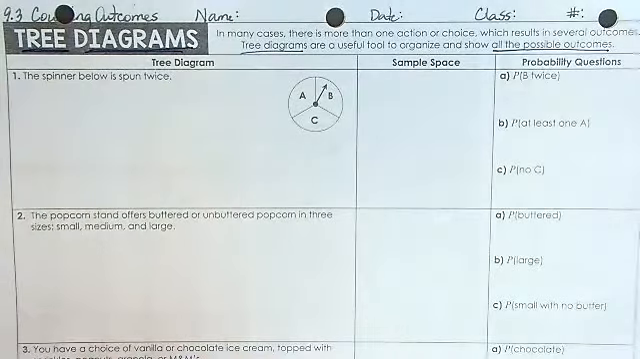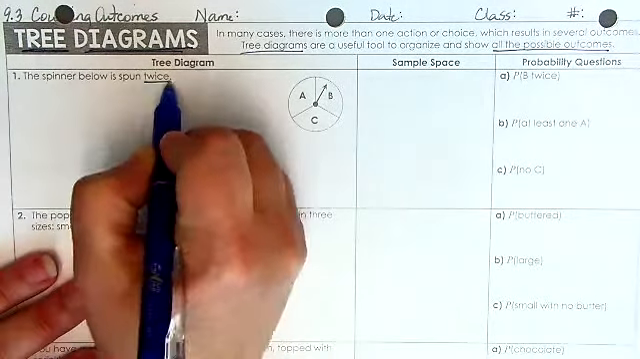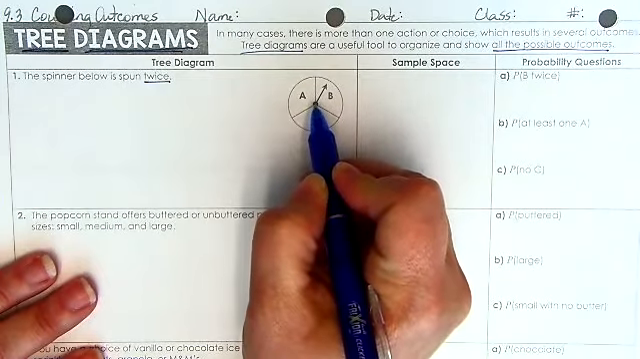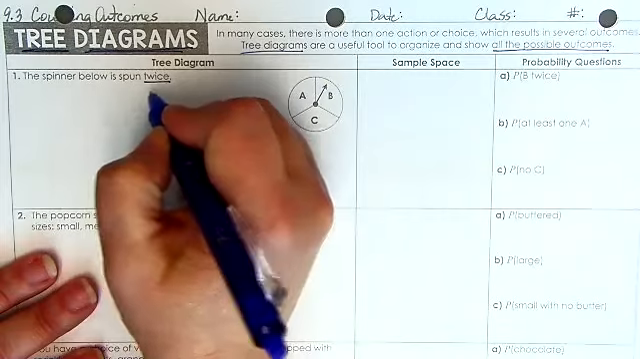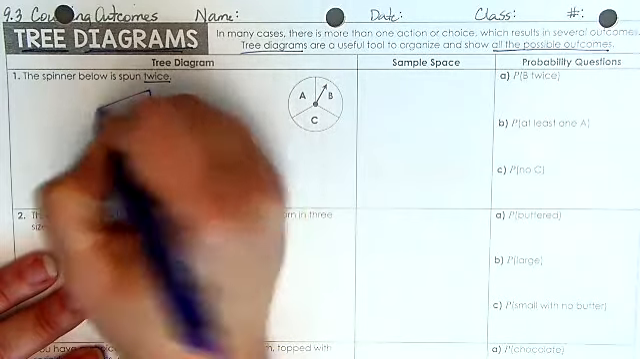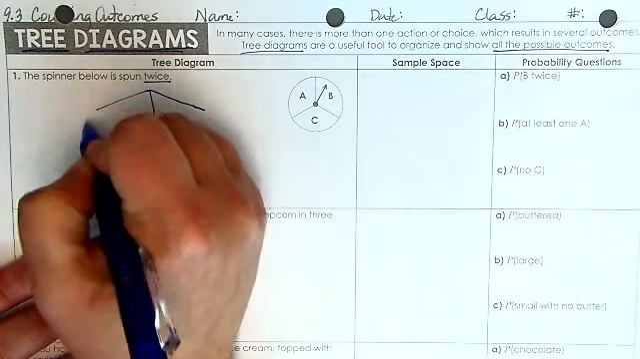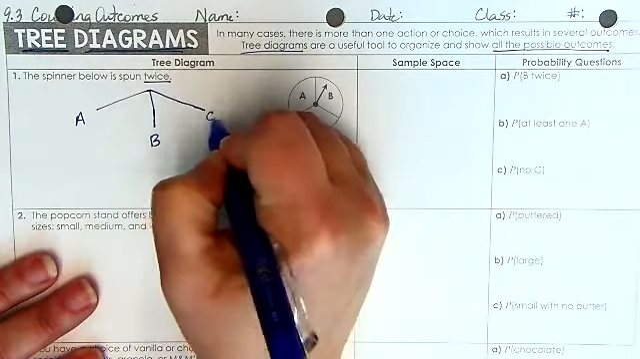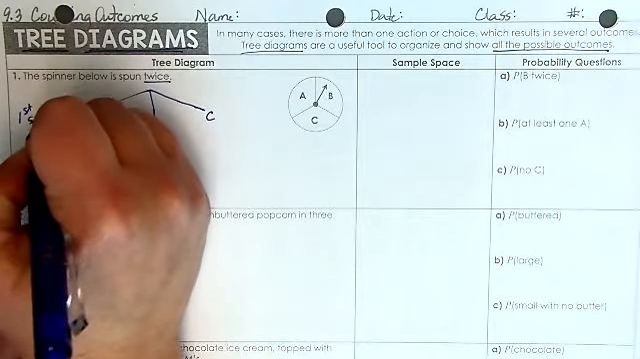All right, so we're going to use a tree diagram for number one. It says the spinner below is spun twice. So that's this spinner here. I need to think about what all the possible outcomes are when that happens. Well, for the first spin, I can land on A, B, or C. This is my first spin.